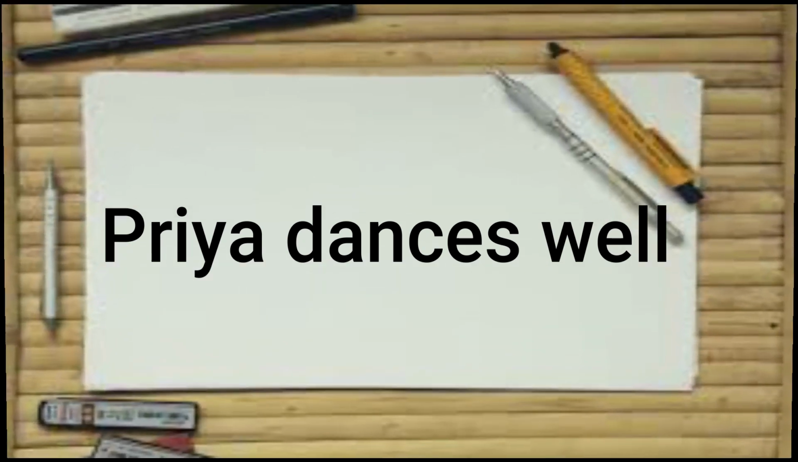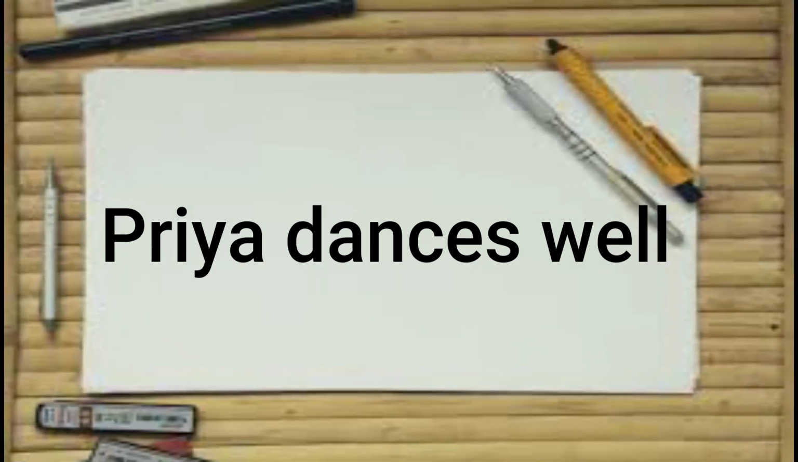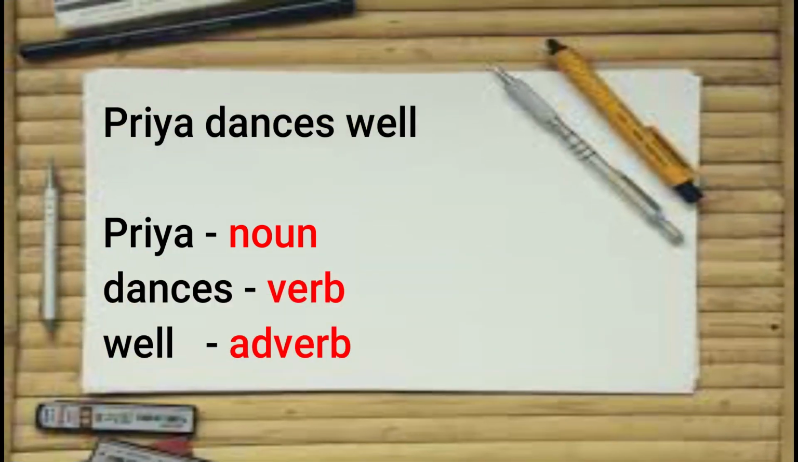Let's go through one last example before winding up this video. Priya dances well. Think about what the answers would be. Priya is the name of a person. Thus, it's a noun. The word dances denotes an action and so it's a verb.